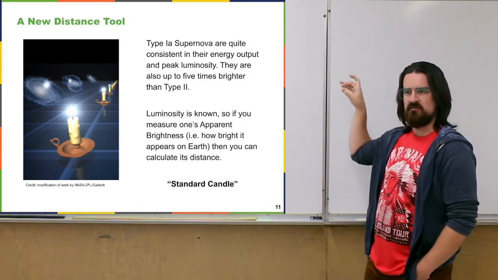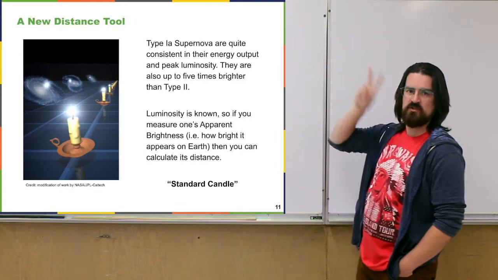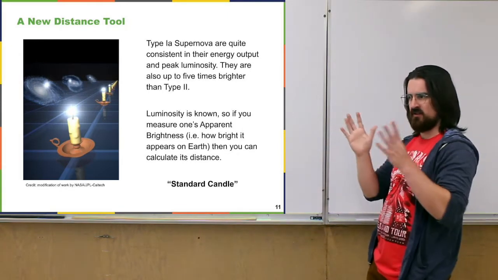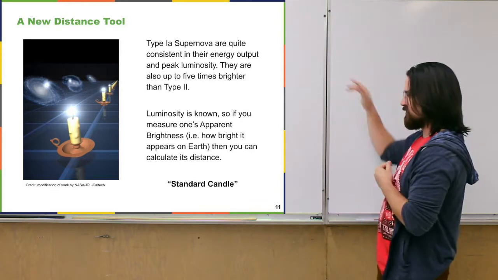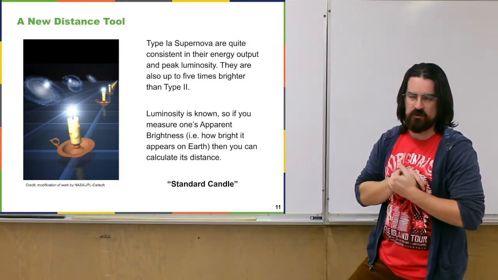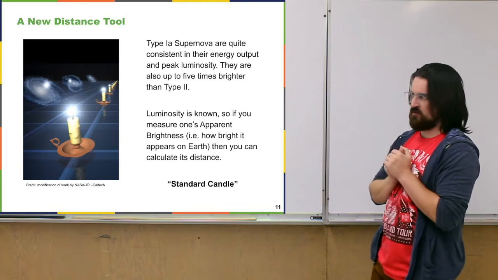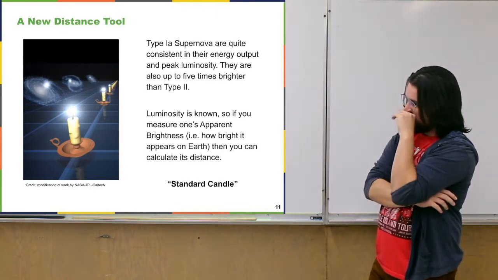The energy output and the peak luminosity are pretty consistent for these type 1A supernovas. And they're generally brighter than most type 2 supernovas, right? When the neutron star was formed. Up to 5 times as bright as those, which means we can see them even further away than those type 2 supernovae.